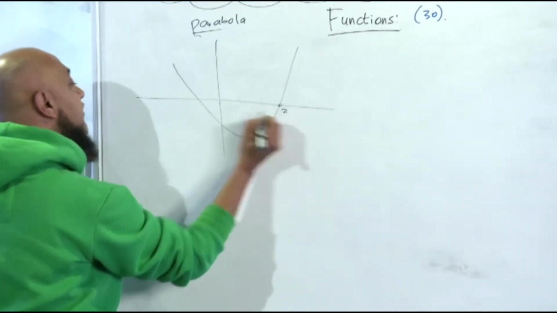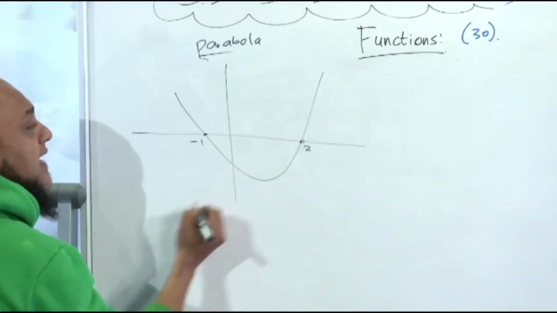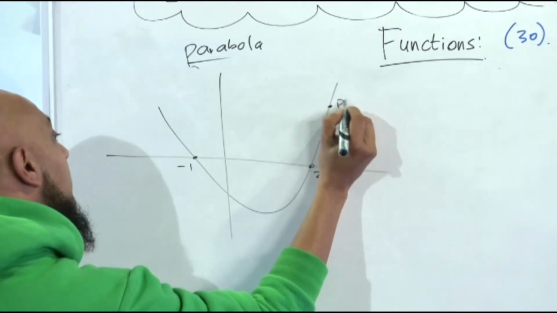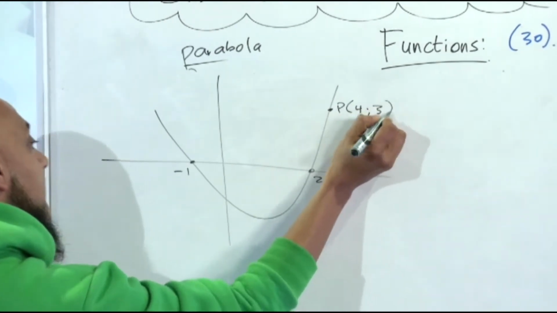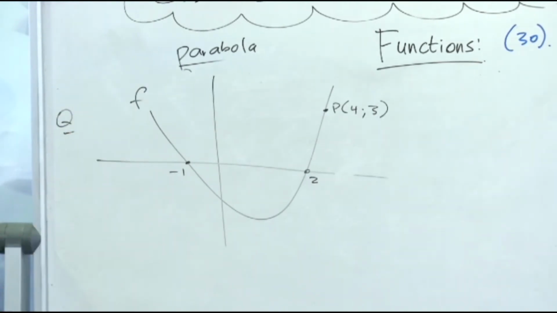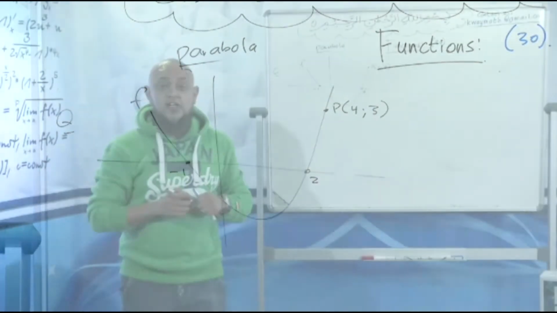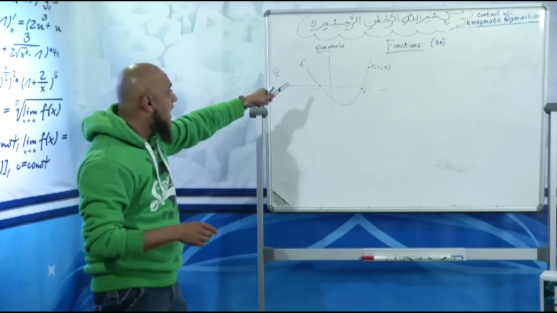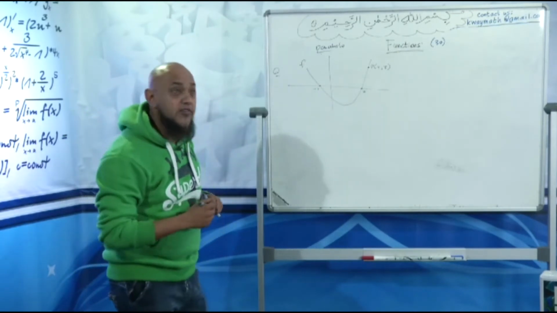They tell you that is 2. They tell you that is -1. And they give you a point here, P, 4 and 3. This is now your question in the exam. So now they don't ask you to sketch. They now ask you to determine the equation of the graph.